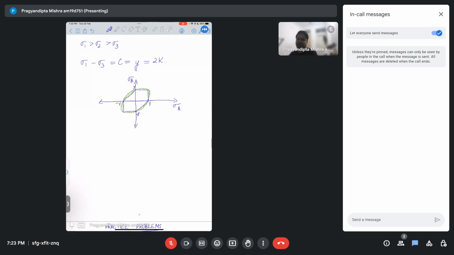So there is another failure criterion. Now I call this a failure criterion, not a yielding criterion, because this does not talk about yielding. Rather, it talks about failure. So this is known as Rankine, or maximum principal stress.